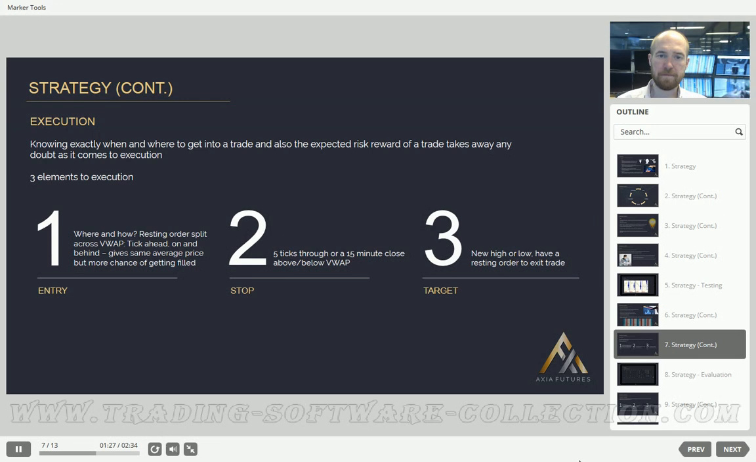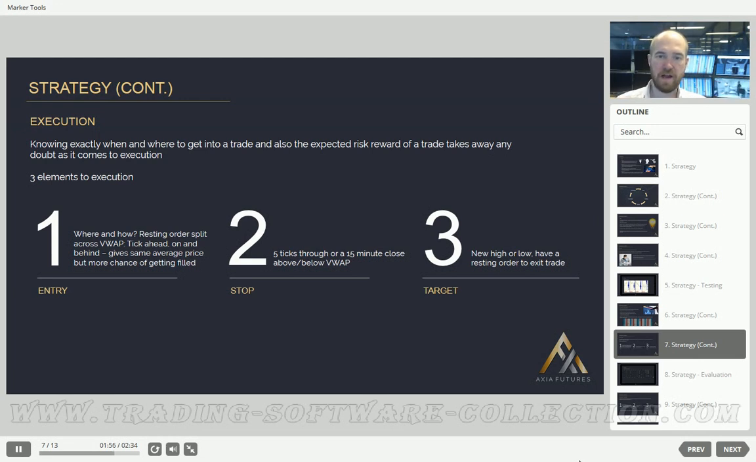Your stop, I've used a 5-tick stop. So if it moves 5 ticks through the VWAP, there's your stop, you get out of the trade. Alternatively, you can have a close past the VWAP. So it could be one or the other. It could be that it's 5 ticks or the close. So that's something that you can play with, and that's where the improvement can come into it. But my way of doing it is generally just 5 ticks through it.